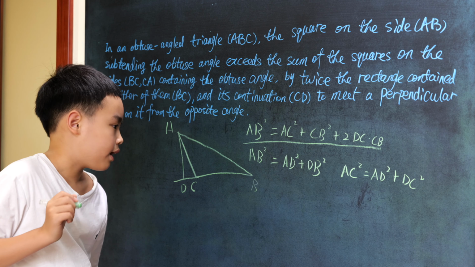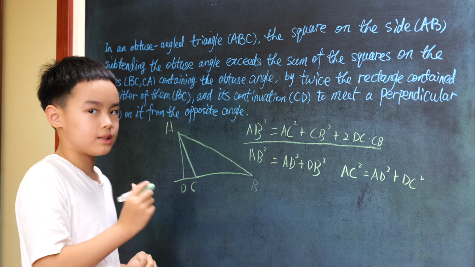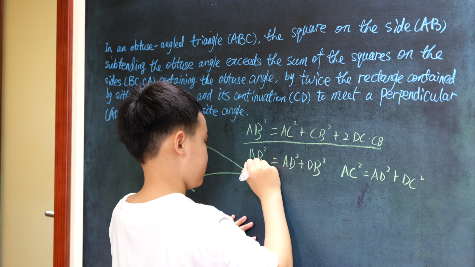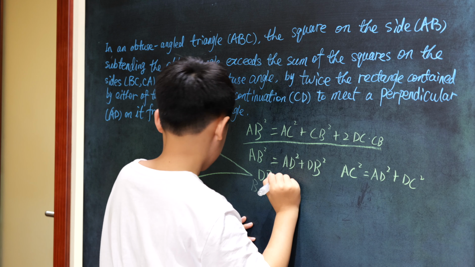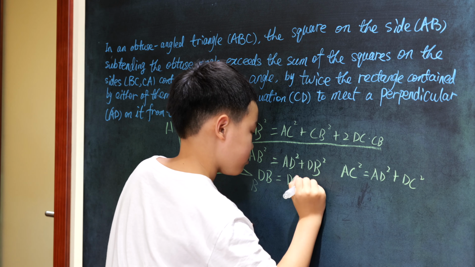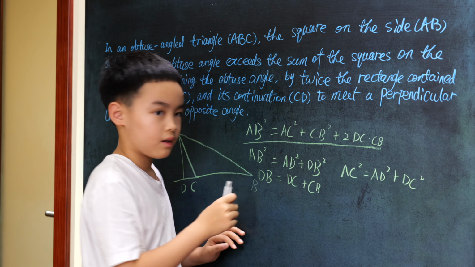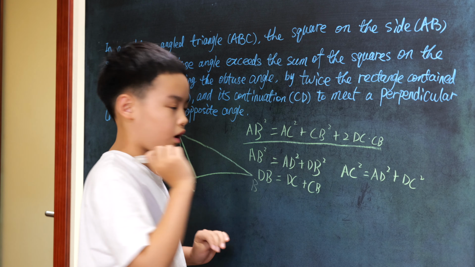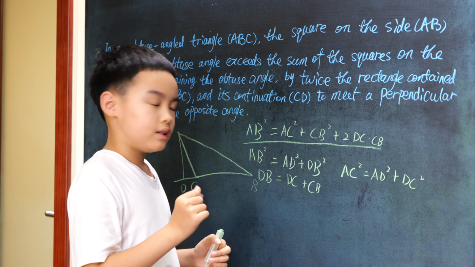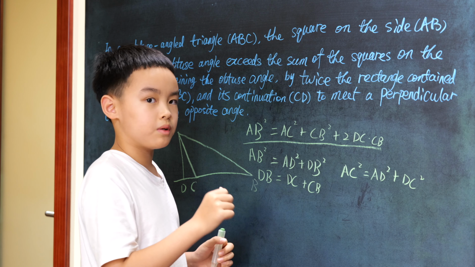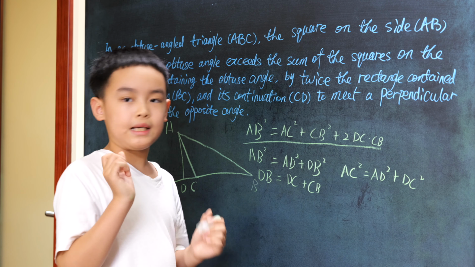And we all know that DB is equal to DC plus CB. And make this equation all squared, which makes DB squared equal to DC squared plus twice DC times CB, and CB squared.